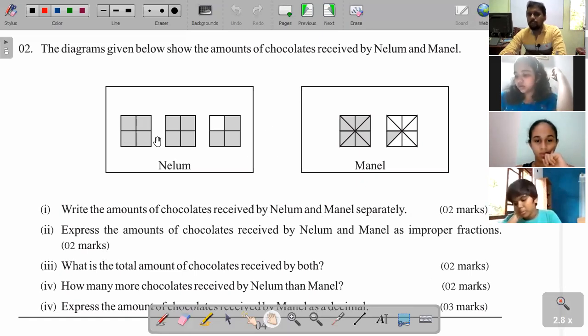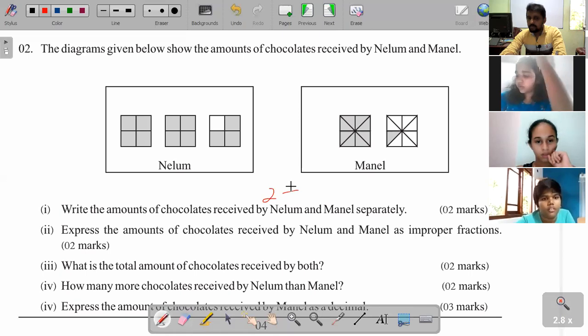Right, can you tell me how many chocolates Nelum received as a fraction? How much has Nelum received? Right, what does this show? 1, then it is divided into 4 parts, no? 1, 2, and how many? 3/4. So what is the fraction received by Nelum? 2 3/4. Right, as a fraction you have to write that Nelum received 2 3/4.